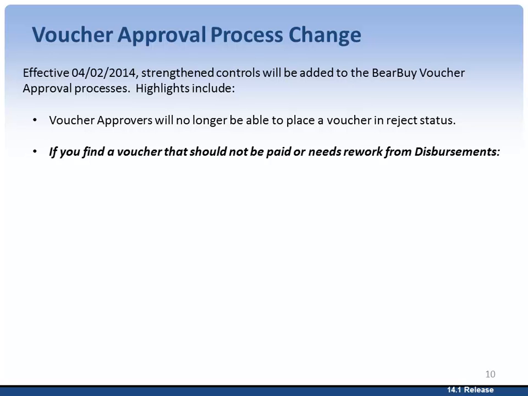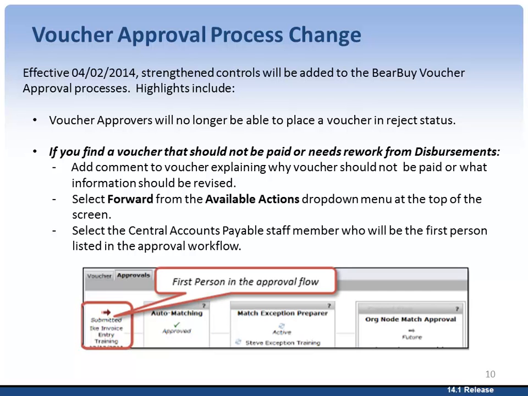If you find a voucher that should not be paid or needs to be reworked by the disbursements, simply add a comment to the voucher explaining why the voucher should not be paid or what information needs to be revised. Select Forward from the Available Actions drop-down menu at the top of the screen, and select the Central Accounts Payable staff member who will be the first person listed in the approval workflow. To navigate to this visual workflow, simply click on the Approvals tab when in the voucher.